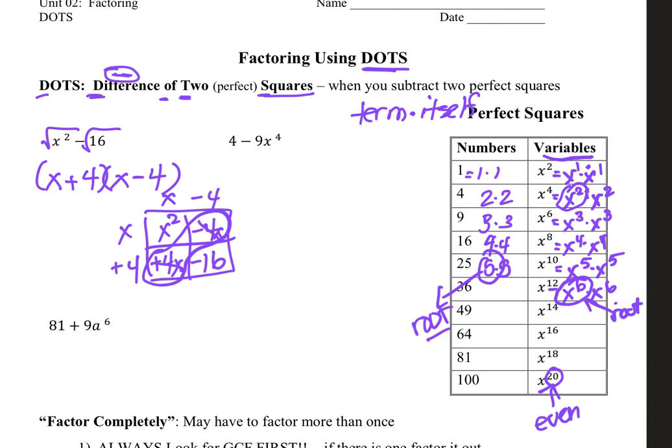These pairs, x plus 4 and x minus 4, have a special name because of this situation. Because the middle terms drop out like this, they are called a conjugate pair.